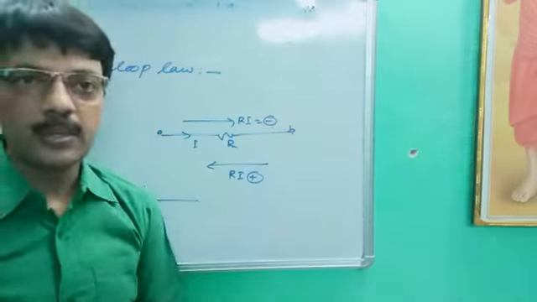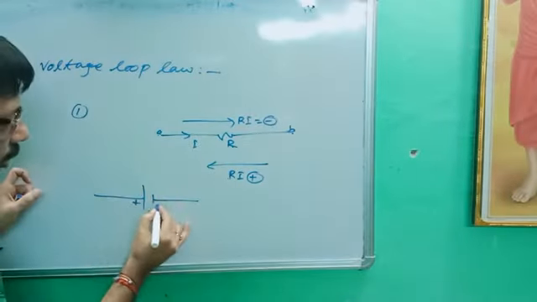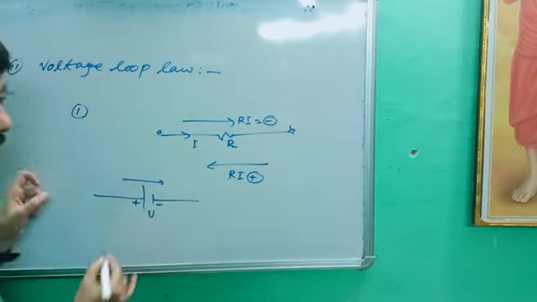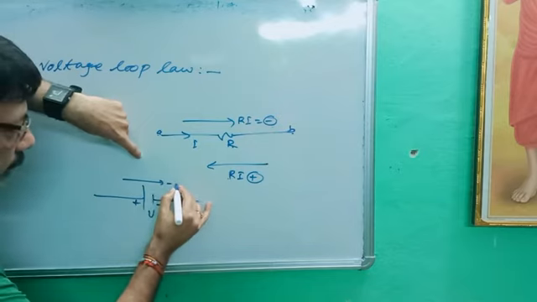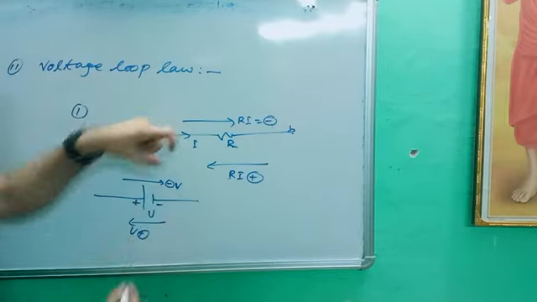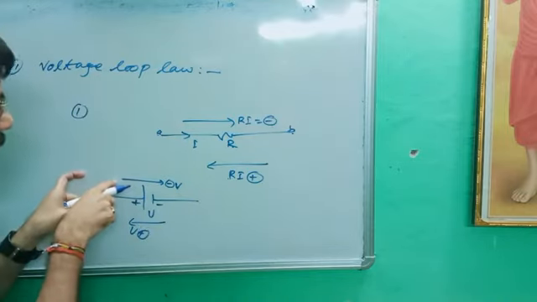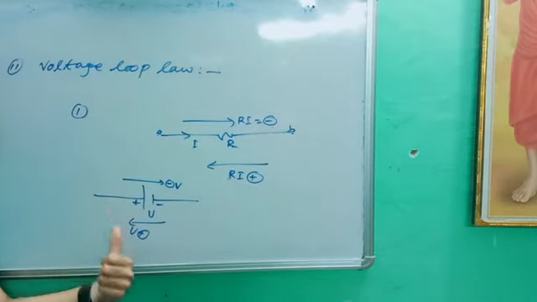Okay, sorry for the disturbance. This is the battery. This is positive, this is negative. If you are moving from positive to negative terminal, that will be minus E or minus V. If you are moving from negative to positive, it will be plus V. So there are two directions of potential. From positive to negative terminal, it will be negative. From negative to positive, it will be positive.